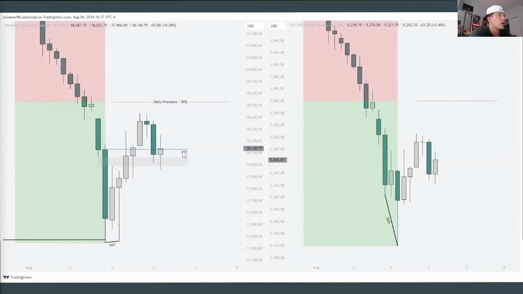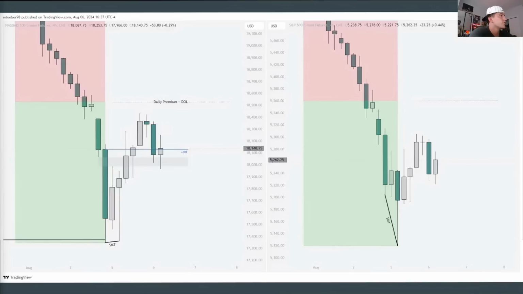So this was an indication of a 4-hour change in state of delivery, also creating a 4-hour bullish order block that could be utilized as support for higher prices, as well as trading through this old bullish fair value gap that could be treated as an inversion for also more support and more catalyst to drive price to that daily premium of the range.